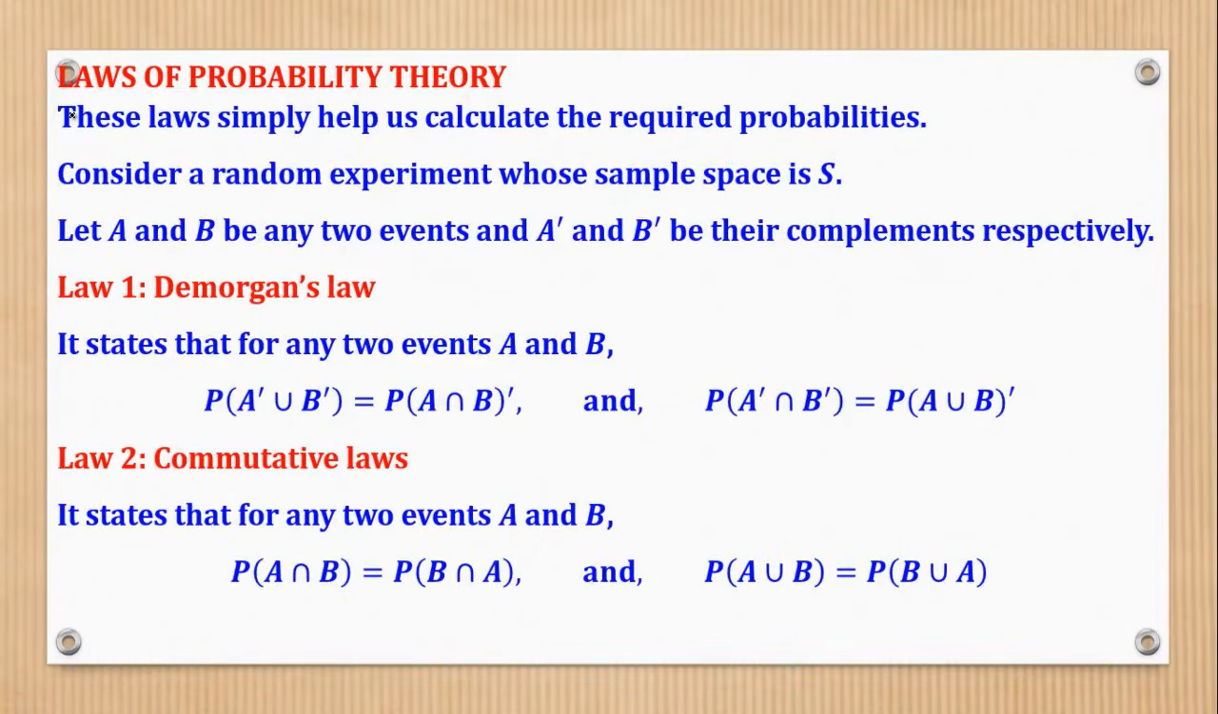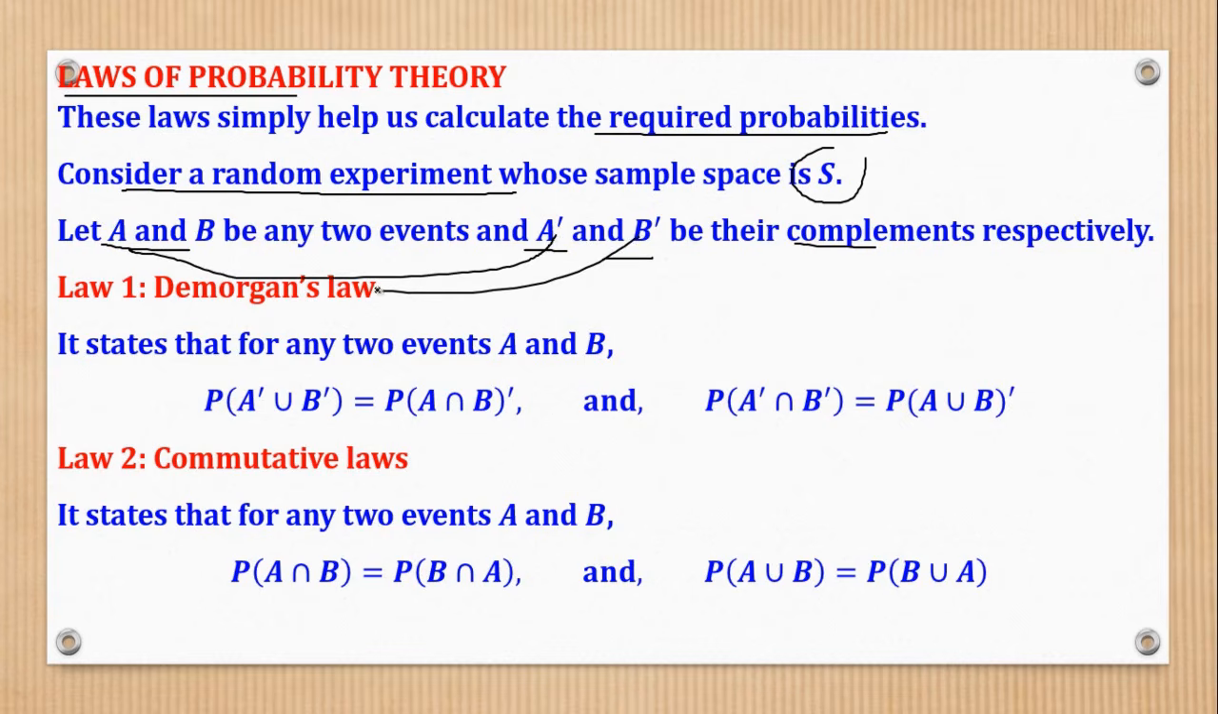So that was the interaction with set theory. Now we shall go to the laws of probability theory. So these laws simply help us to calculate required probabilities. We shall consider a random experiment whose sample space is S, and we shall let A and B be any two events, and here we shall use this symbol to denote complements. So this is A complement and this is B complement.